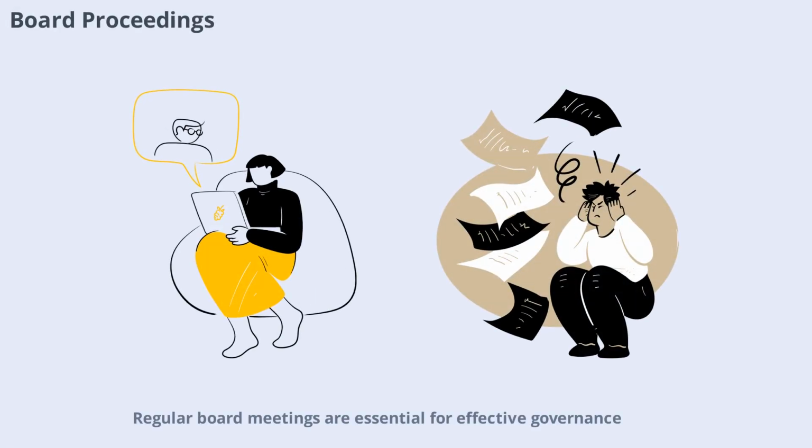Regular board meetings are essential for effective governance. The code requires at least 4 meetings per year, with proper notice and opportunities for directors to add agenda items. Minutes must be kept in detail and made available for inspection. Directors should have access to all relevant materials and be able to seek independent professional advice when needed.